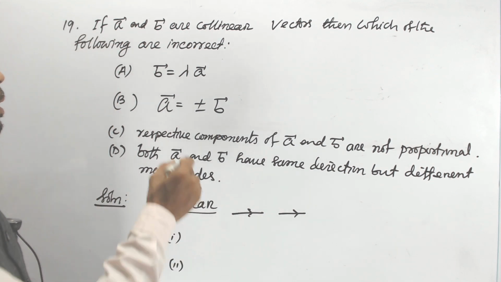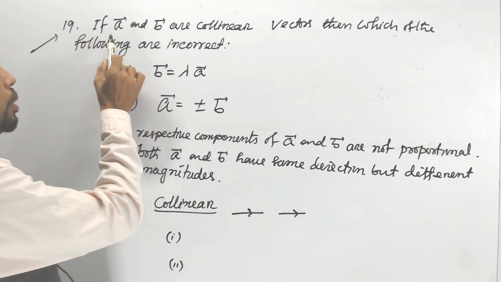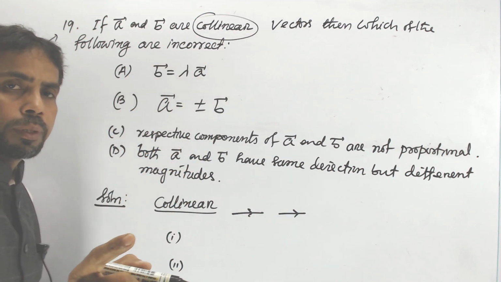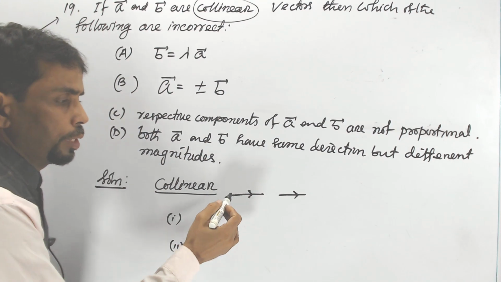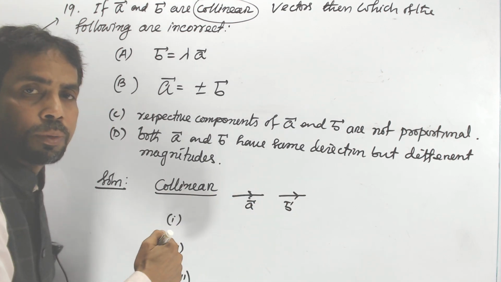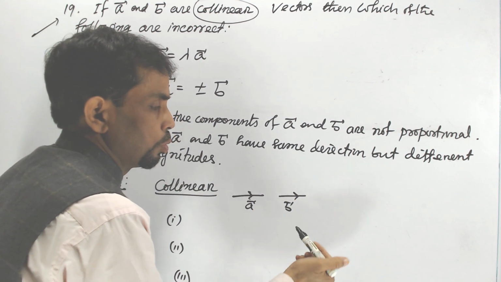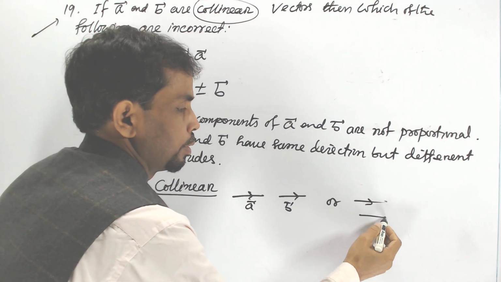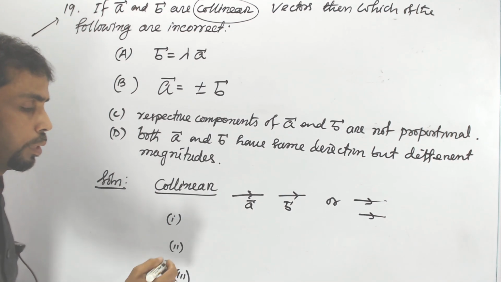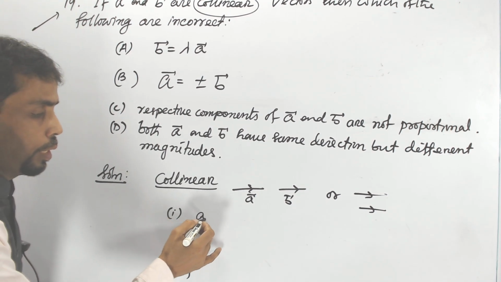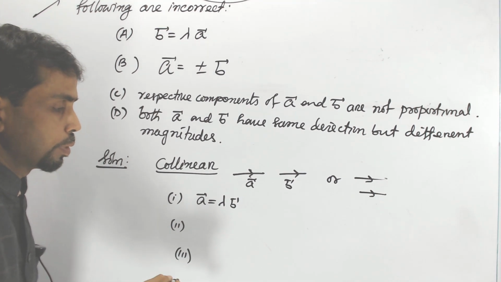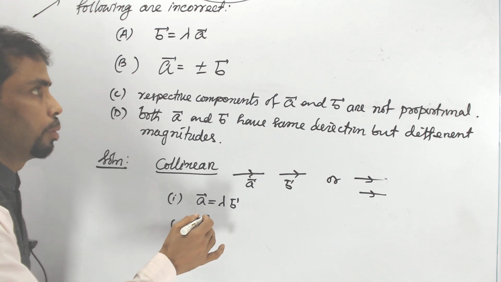The last question of this exercise is question number 19. It is given that two vectors are collinear. Whenever vectors are collinear, we have certain conditions. Collinear means two vectors may be along the same line, in the same direction or in the opposite direction, or two vectors may be parallel in the same direction or opposite direction. The first condition for collinear is A is equal to lambda B, where lambda is a scalar.